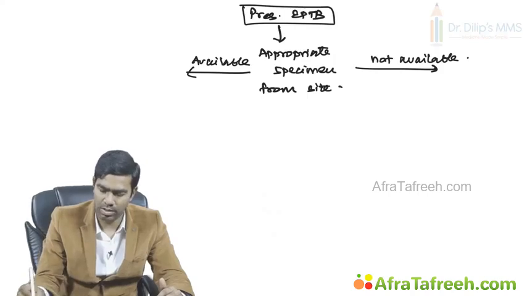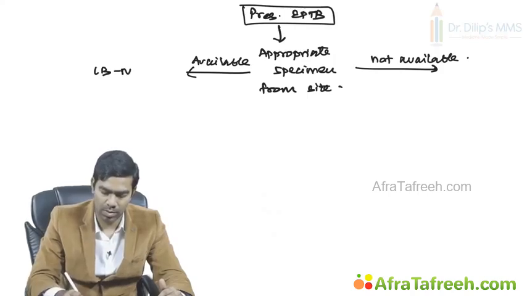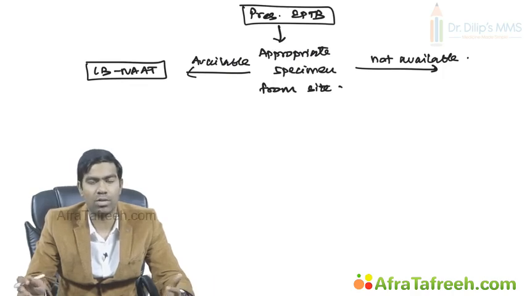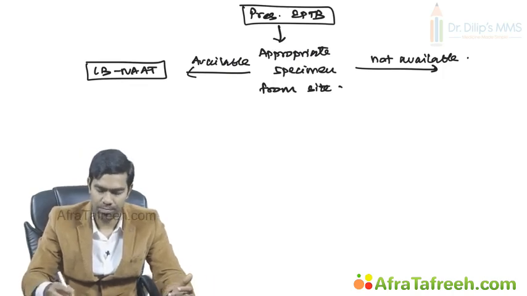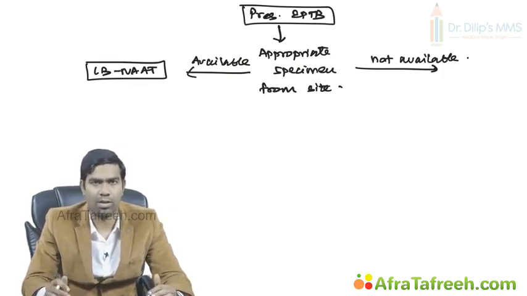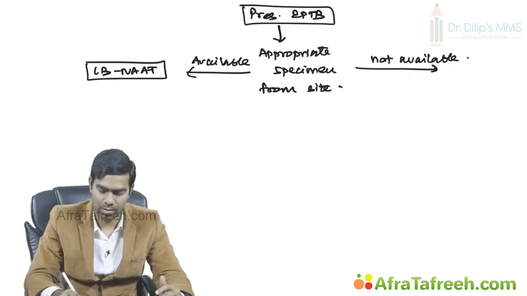And what are you going to do in these conditions? Suppose your sample is available, I'm going to do the GeneXpert only. Obviously, for any extrapulmonary TB, it's always better to subject the samples to a GeneXpert. But whether GeneXpert can be done or not, that is also a question.